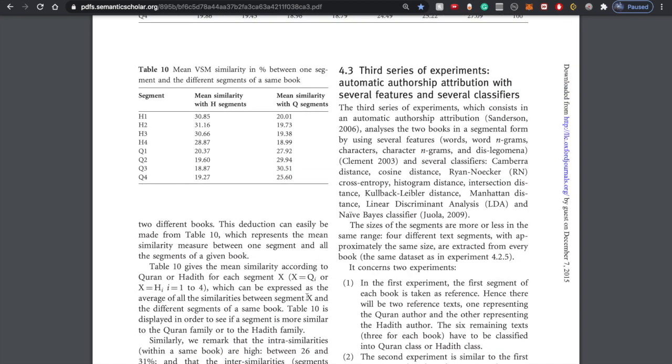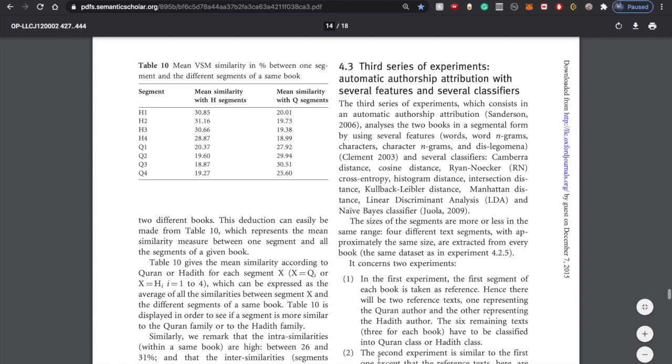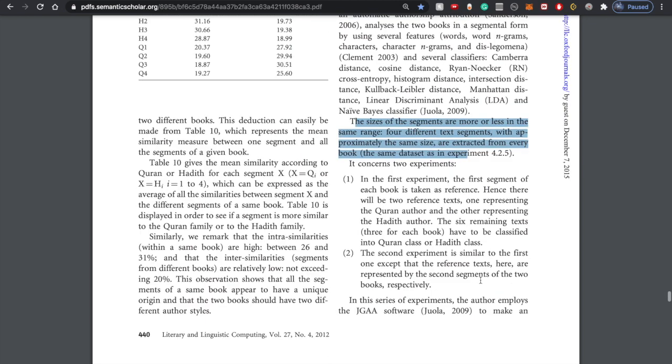So the next set of experiments, here we are in section 3. Here they were looking at automatic authorship attribution. So it's just a bunch of complex tests that are used a lot in stylometry. And they chose 4 segments, similar in size to one another again, right? And 2 experiments were done.